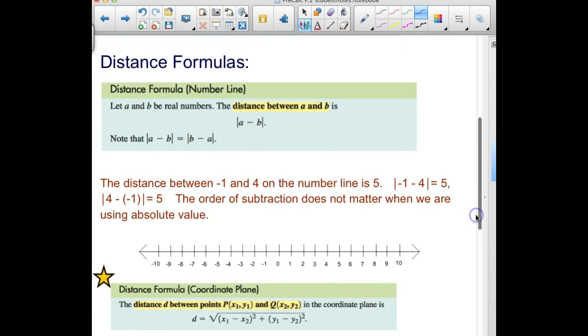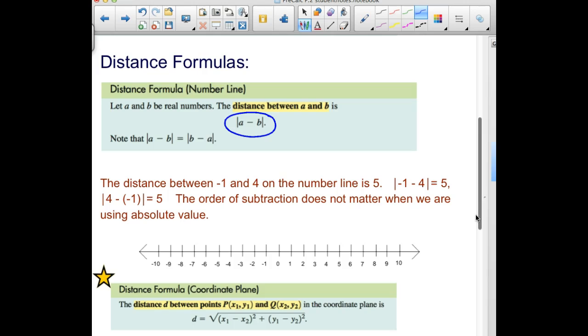All right, moving on to a couple formulas. Our next target was to review the distance and midpoint formulas. So we'll start with distance. It says let A and B be real numbers. The distance between A and B is given by this expression, the absolute value of A minus B.